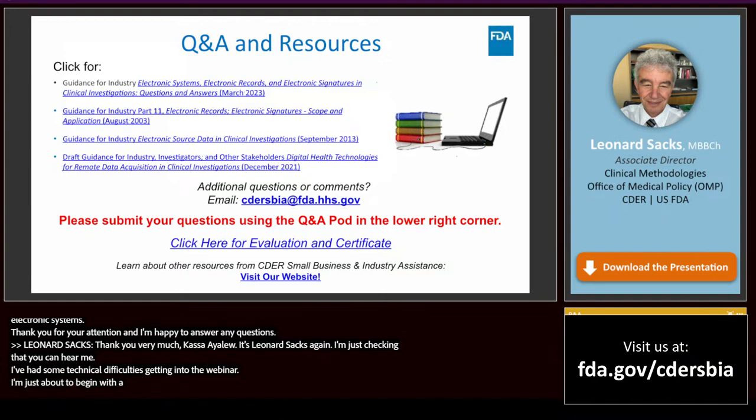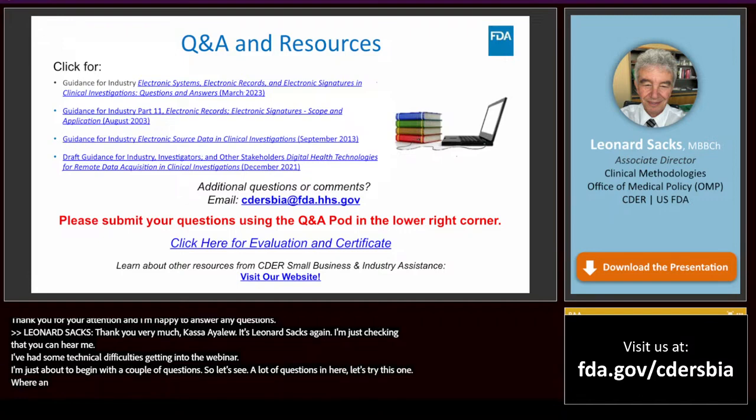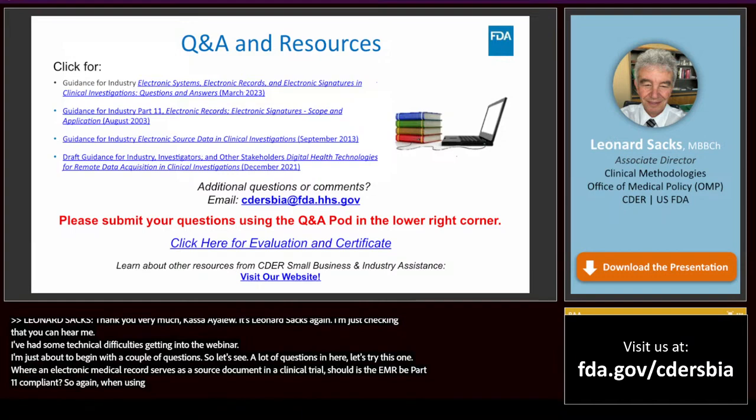So let's see. A lot of questions in here. Let's try this one. Where an electronic medical record serves as a source document in a clinical trial, should the EMR be Part 11 compliant? So again, when using an electronic health record as a source document, should the electronic health record be Part 11 compliant?